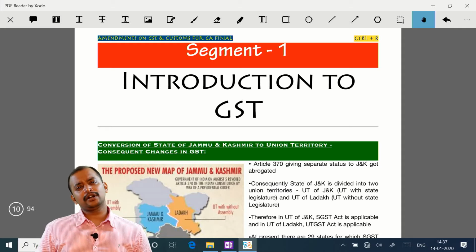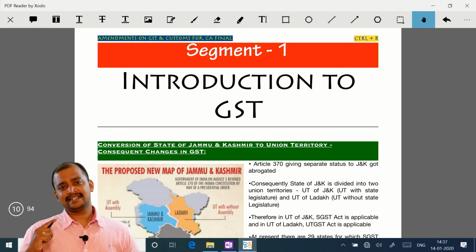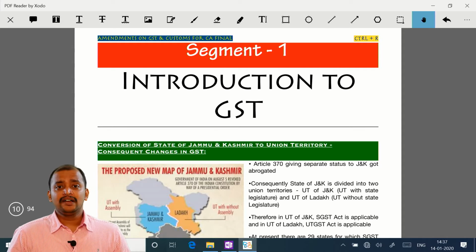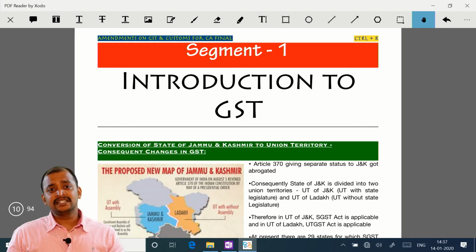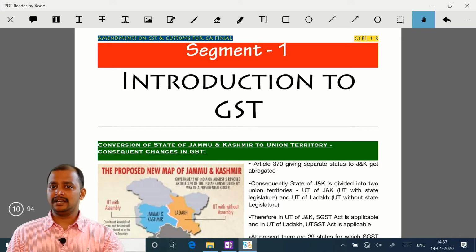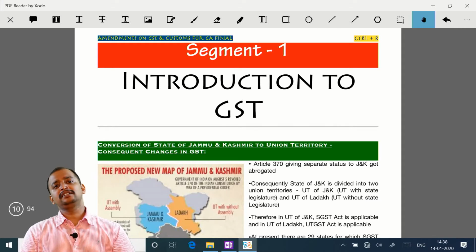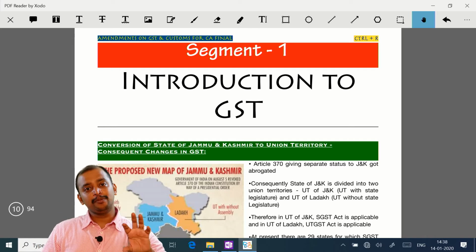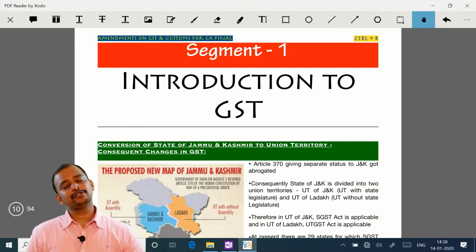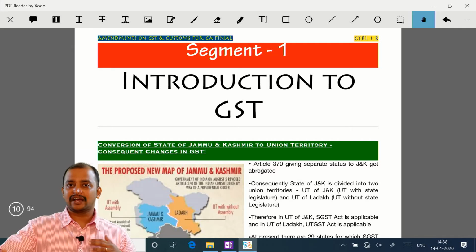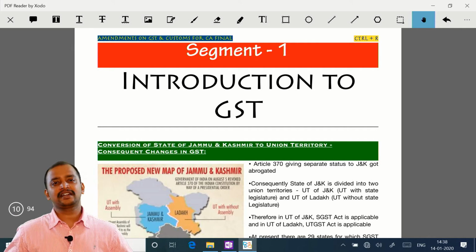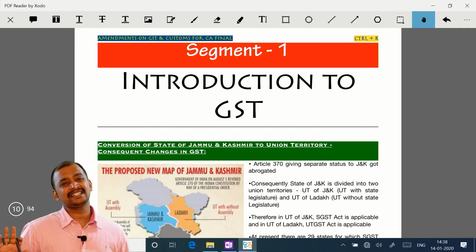Generally, union territories are under whose control? The central government's control. But when some union territories have been given powers to operate like a state, they are called union territories with state legislature. For example, Delhi has an assembly, chief minister, and cabinet of ministers. In the same way, Pondicherry has an assembly and chief minister. In the same manner, the Union Territory of Jammu and Kashmir also. So all the aspects like elections, assembly, chief minister, cabinet of ministers, everything will be like a state.